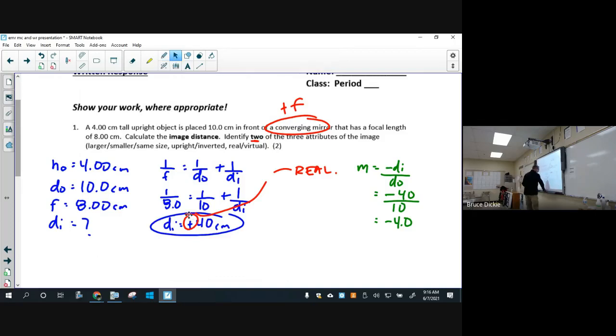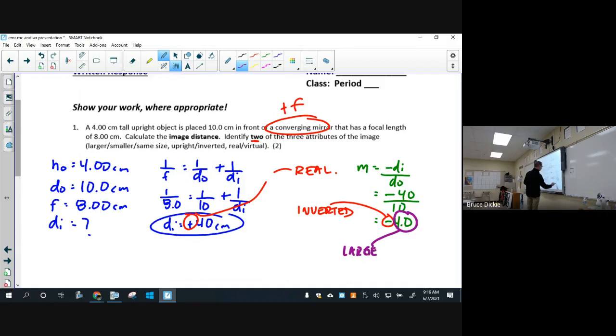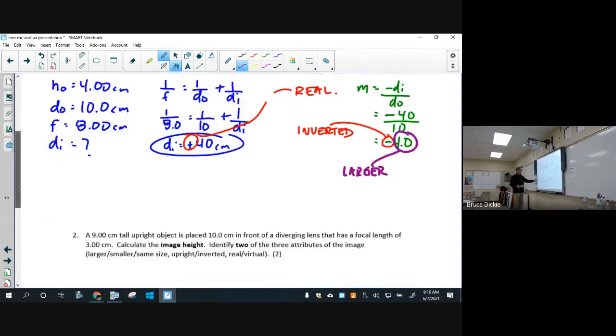The fact that we get a negative value of magnification tells me that the image is inverted. And the fact that we have a magnification that's 4 tells me that the image is larger. So it's larger, inverted, real. Any 2 of those 3 works for us.